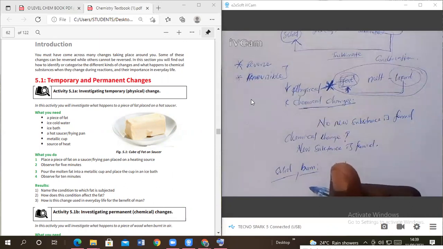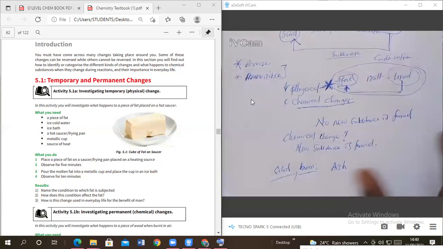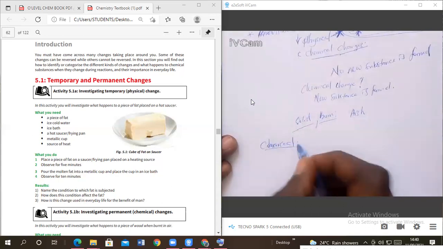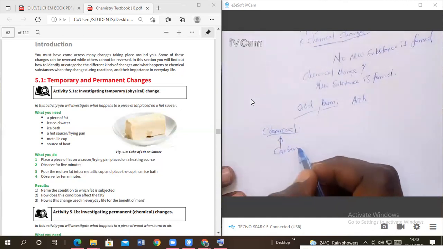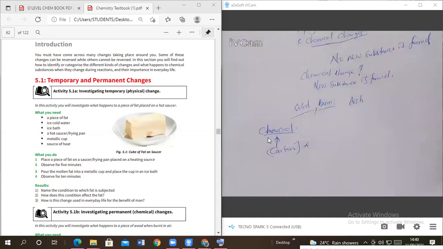Now, do you know that the chemical name of charcoal is carbon? Did you know that? Yes. If you are talking about charcoal, in simple terms, chemistry, you are talking about carbon. So, if you say charcoal, this is charcoal. Charcoal is one of the forms of carbon. And if you go to that part of carbon, you will find that charcoal is carbon.